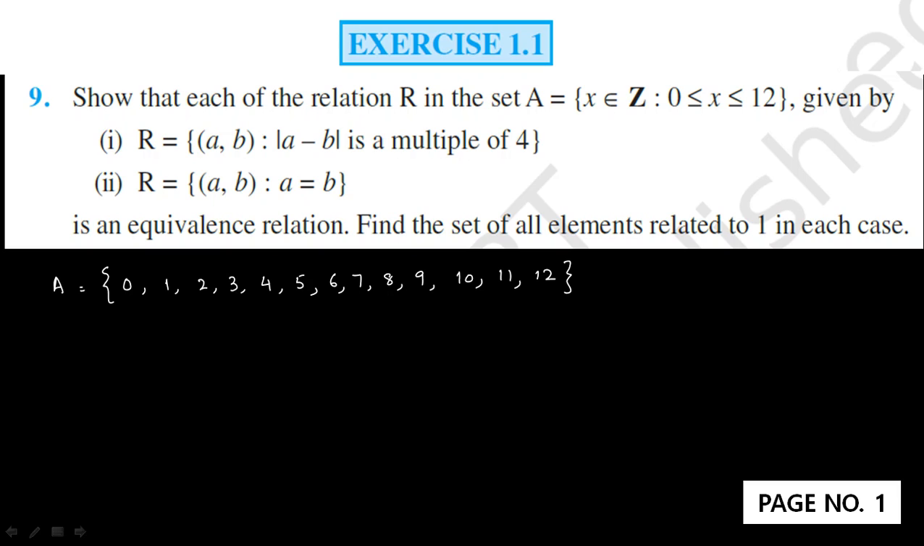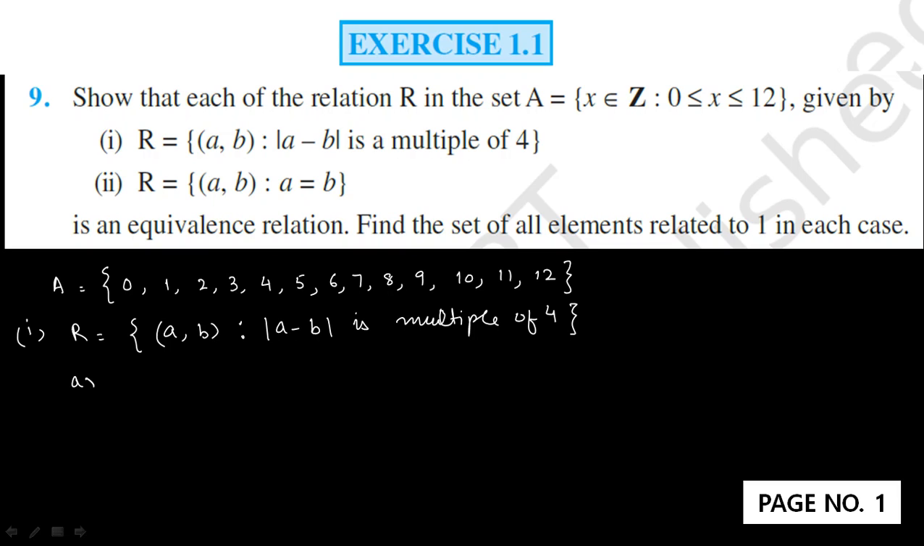And what about the first question? There are two questions. First one is relation R: (A, B) such that |A minus B| is a multiple of 4. This one is the condition.